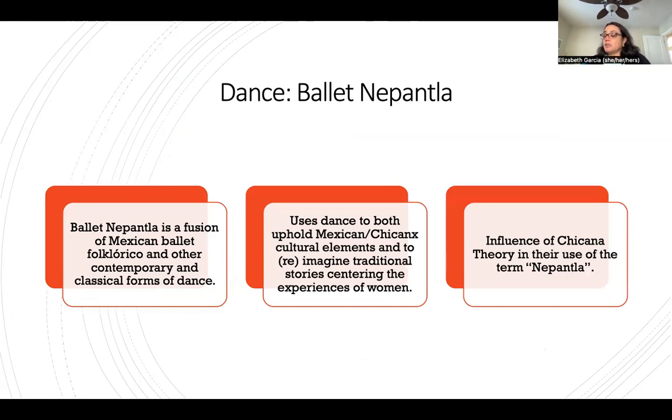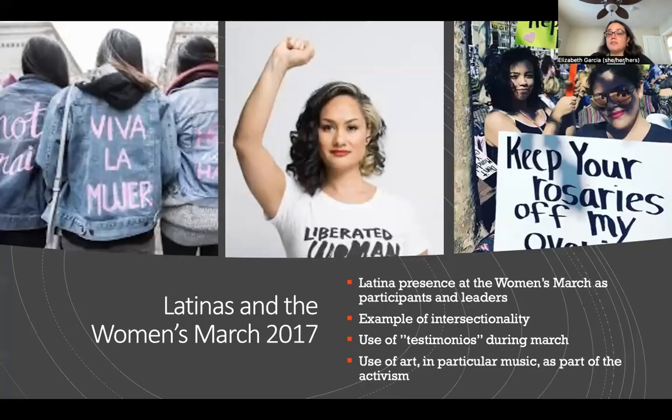Another form of art that the reading talked about was dance, and used the example of Ballet Nepantla as an example of how dance is another realm in which Chicana artists talk about culture, feminism, and women's experiences. Ballet Nepantla is a fusion of Mexican ballet folklorico and other contemporary and classical forms of dance. As we saw in the reading, the group uses dance to both uphold Mexican Chicano cultural elements and to reimagine traditional stories, centering the experiences and histories of women. We also see the influence of Chicana theory, with their choice of the term Nepantla, inspired by the writings of Gloria Anzaldúa.